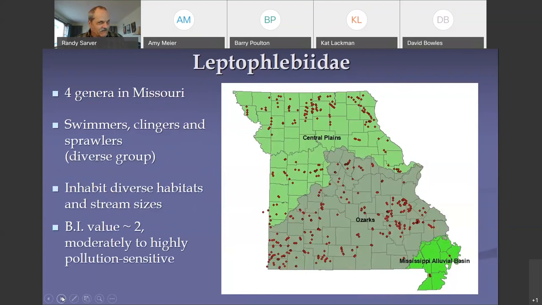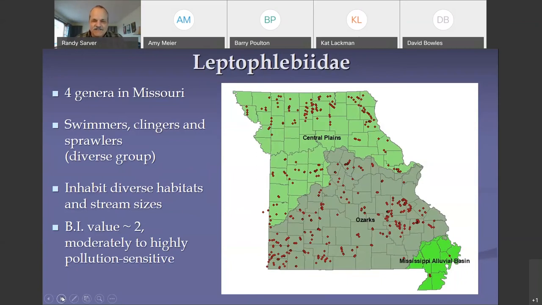There are four genera of Leptophlebiidae in Missouri. They range from swimmers to clingers and sprawlers. They're diverse. They're found in diverse habitats and stream sizes. Their average biotic index value is around 2. So that sounds sensitive, but when you take into account four genera, that can actually range from moderately sensitive to highly pollution sensitive.